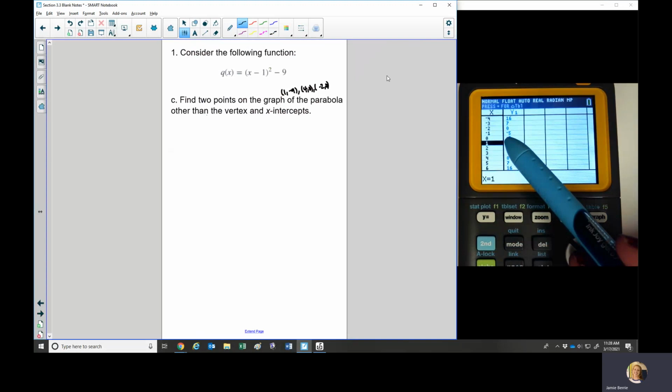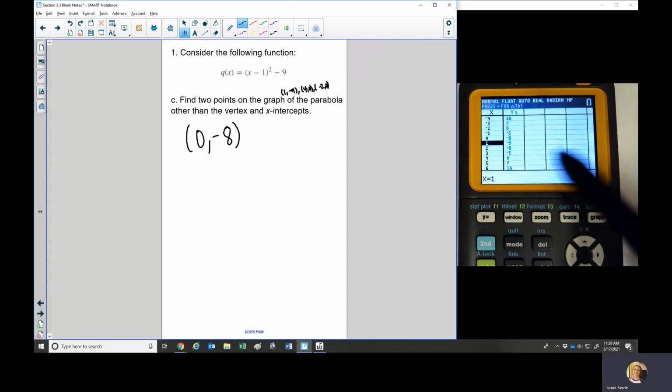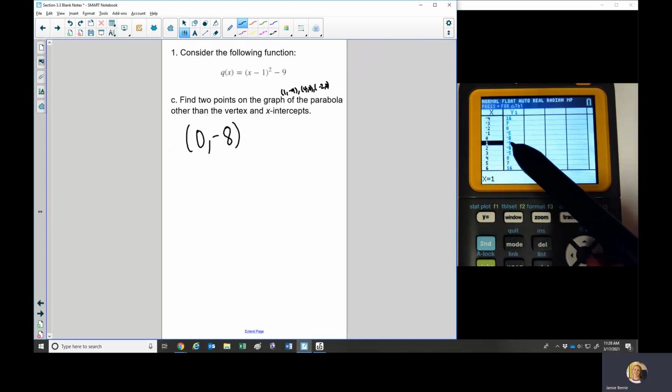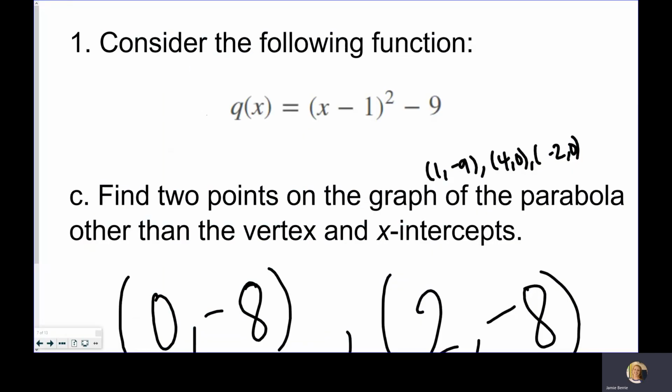I'm going to try to pick some easy ones here. We'll pick 0, negative 8. Let's write this down. 0, negative 8. And then we'll pick 2. We've already got this one, this is the vertex, 1, negative 9. So we'll pick 2, negative 8. So that's 2 points other than the vertex and the x-intercepts.